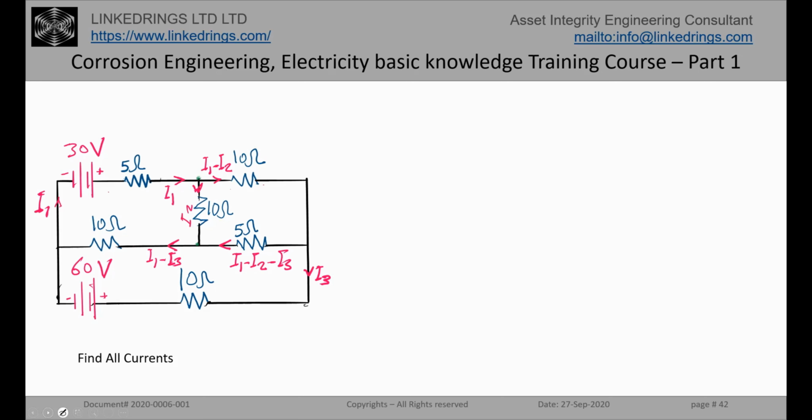Okay, this is the circuit. Here, this is a checkpoint for us. Here we have I3, and here we have I1 minus I3. So I3 plus I1 minus I3, I3 will go with I3, so it's I1. So it's correct.